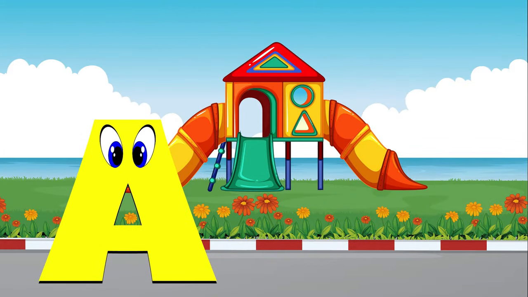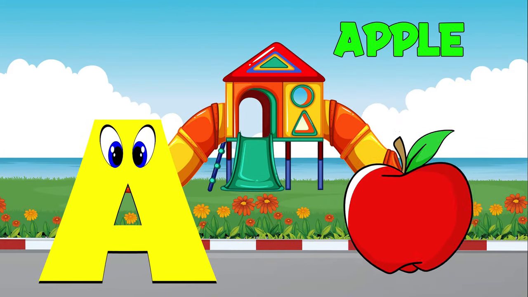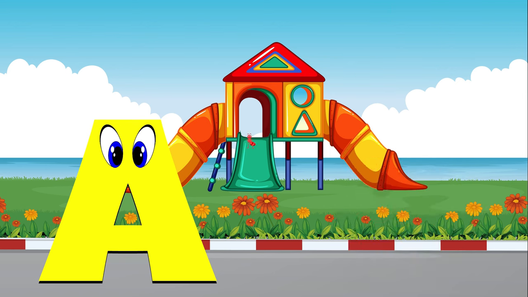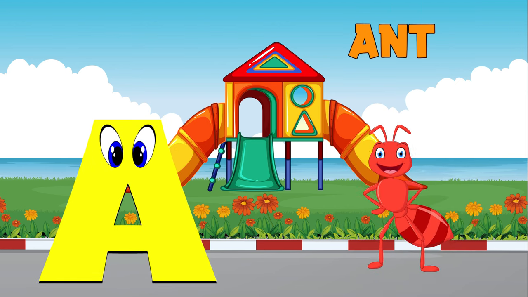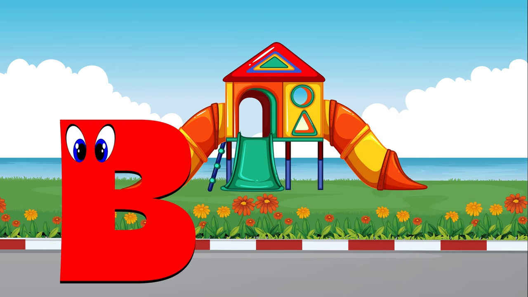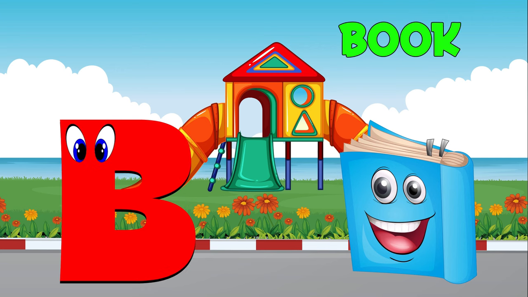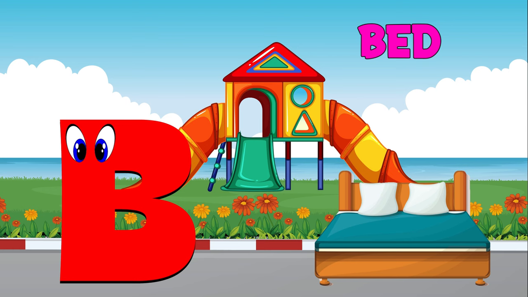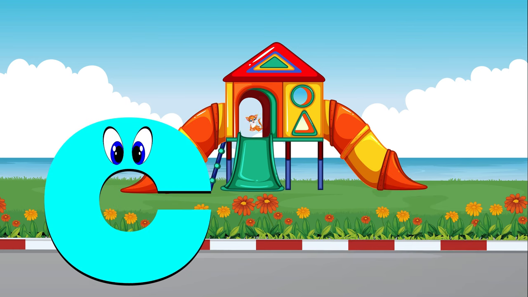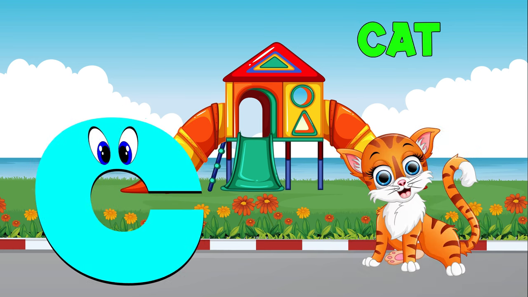A is for apple. Apple. A is for ant. Ant. B is for book. Book. B is for bed. Bed. C is for cat, cat.